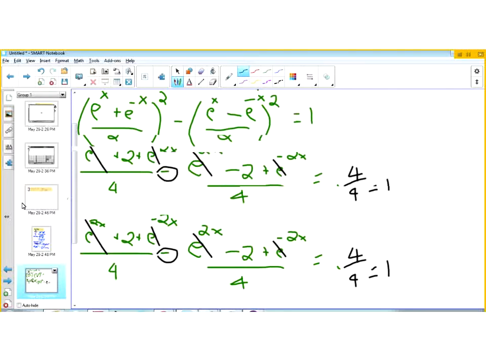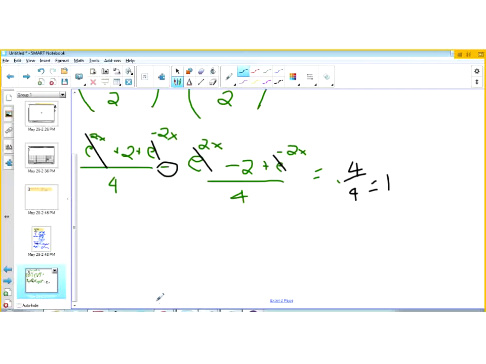All right, and I'll leave it to you to prove the other identity, 1 minus hyperbolic tangent squared x is equal to hyperbolic secant squared. And again, you just resort to using the definitions of these functions to prove it. Okay, so hyperbolic identities.